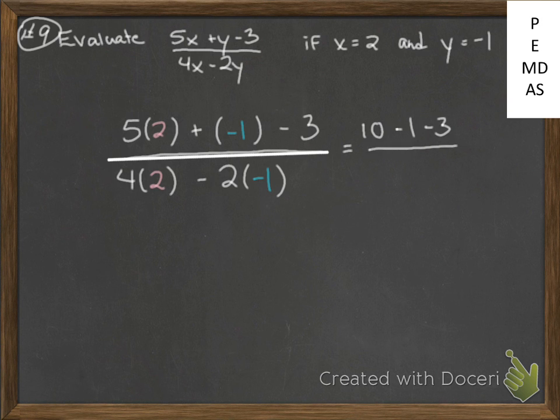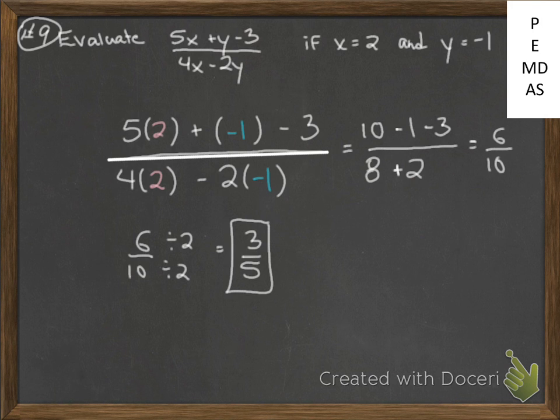Okay, downstairs we have 4 times 2 is 8. Negative 2 times negative 1 is positive 2. So that gives me 6 upstairs and 10 downstairs. Now, unfortunately, I do have to reduce this. 6 and 10 are both divisible by 2, so this reduces to 3 over 5. And that's my final answer.